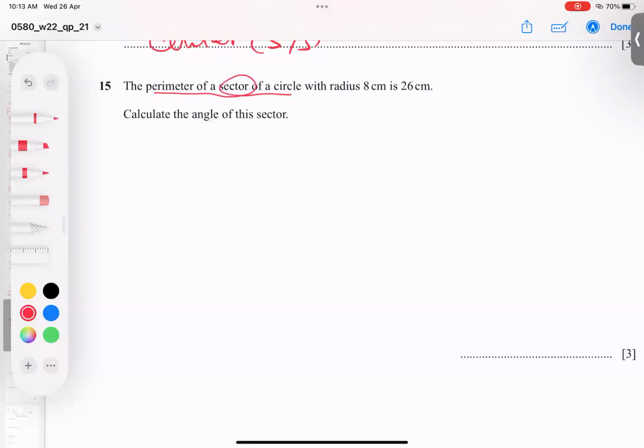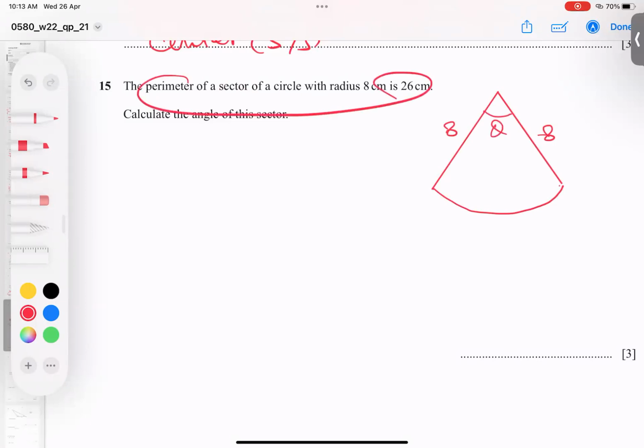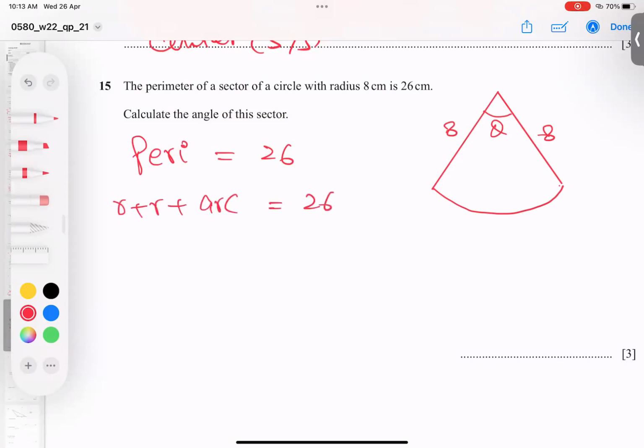The perimeter of the sector of a circle is given. What is called a sector of a circle? A sector means a part. A part of a circle is called a sector. And its radius is 8 and 8. And the angle we don't know. Okay, and the perimeter is given by him as 26. And what is the perimeter? Radius plus radius plus arc length equals 26. Both radii are 8, 8. Not hard at all. But the arc length formula is theta over 360 into 2 pi r.